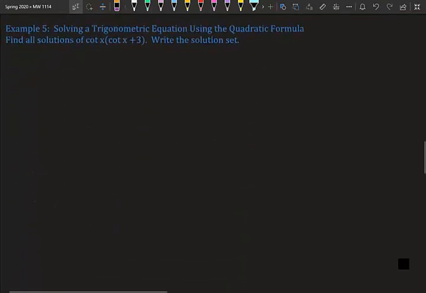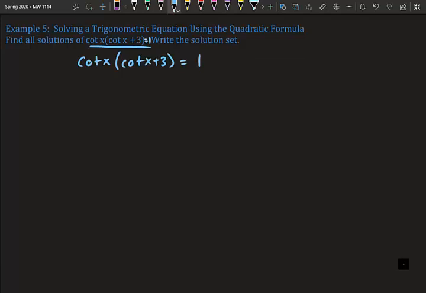Alright, example 5. Find all solutions, so that's the one where we have to have that n thingy, of cotangent x times cotangent x plus 3, and let's write the solution set. Oh, I forgot a part. Sorry, this is supposed to read cotangent x times cotangent x plus 3 equals 1. It's missing that equals 1 part.